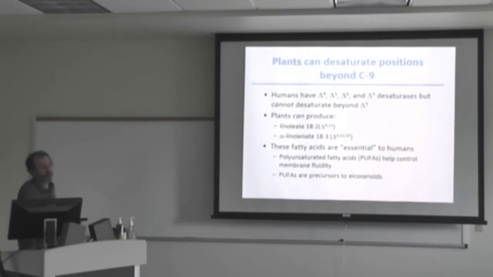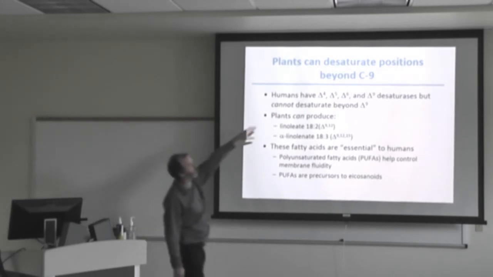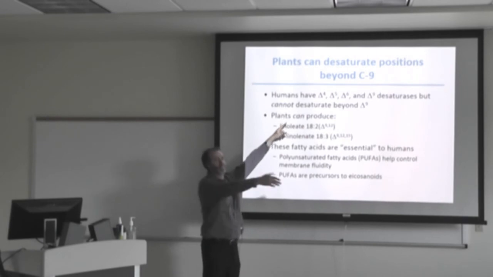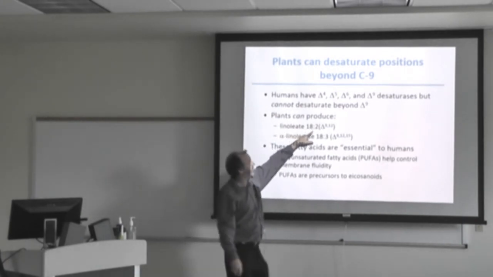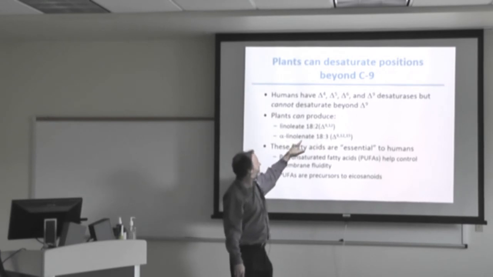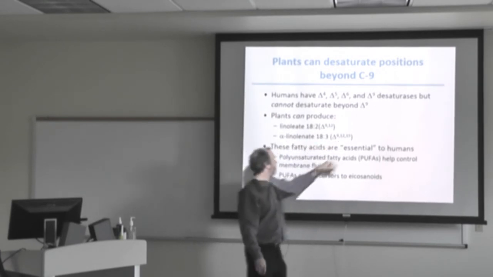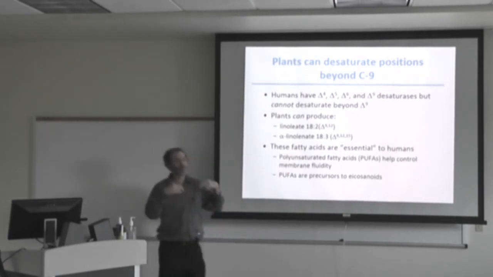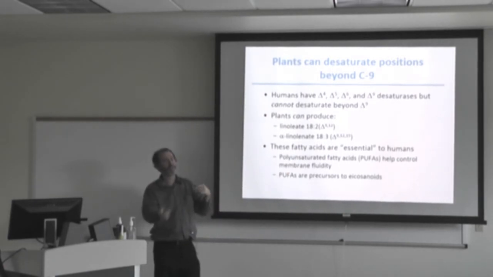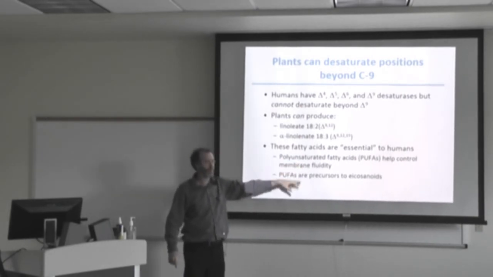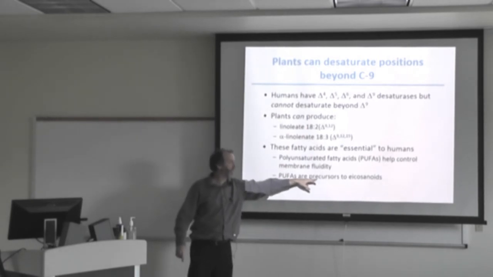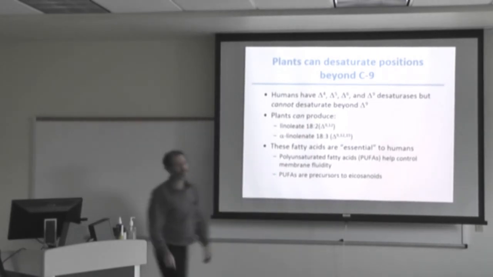So plants can desaturate beyond the C9. So humans have delta 4, delta 5, delta 6, and delta 9 desaturations, but we can't desaturate beyond that ninth, delta 9. Plants, they'll produce linoleate, which is 18:2, delta 9 and delta 12. Alpha-linolenate, which is delta 9, delta 12, delta 15. And these fatty acids are considered essential because we can't make them ourselves, so we have to acquire them in our diet. Polyunsaturated fatty acids help control membrane fluidity, and they're the precursors to eicosanoids. So we have to have those eicosanoids.